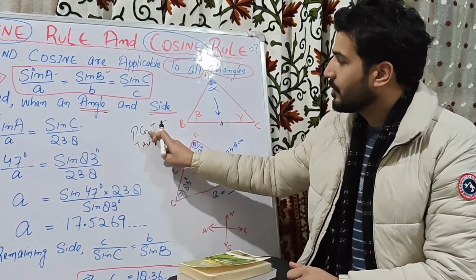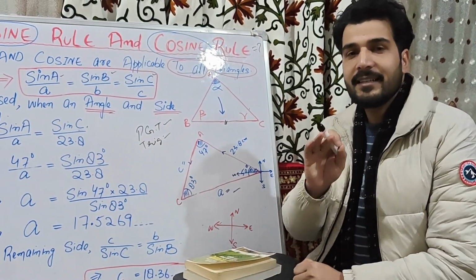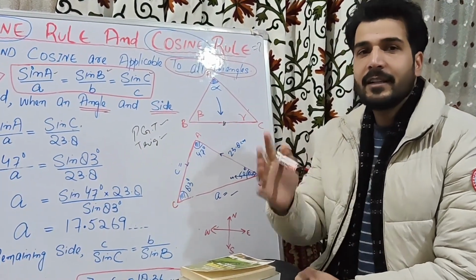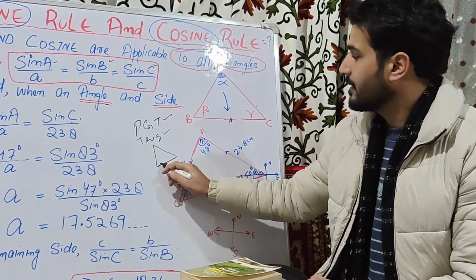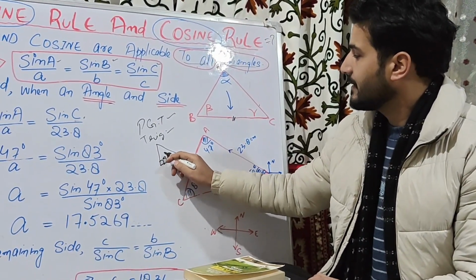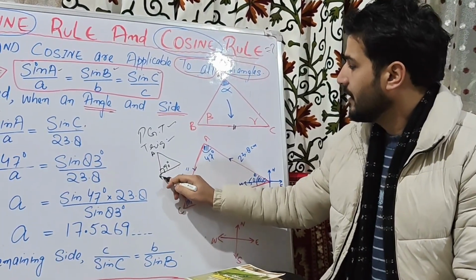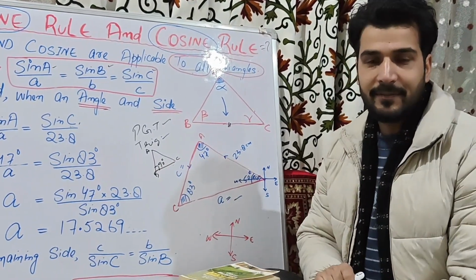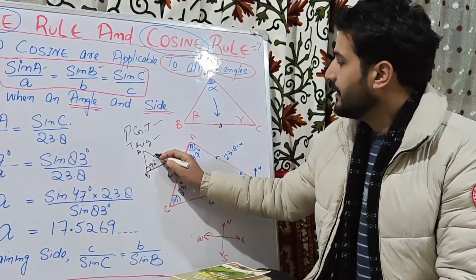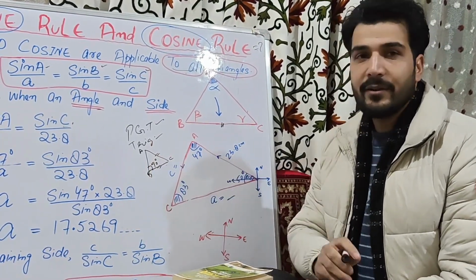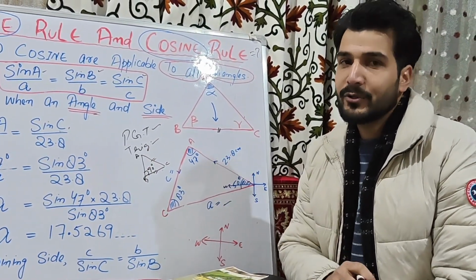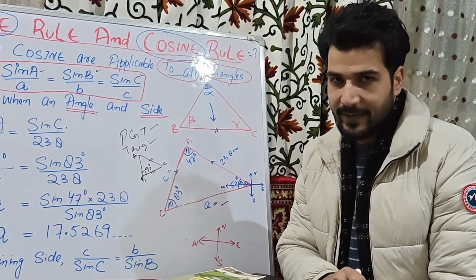So what is Pythagoras theorem? Pythagoras theorem is simply a type of theorem which deals with right angle triangles. Let us suppose we have a right angle triangle ABC, right angle at B, right? If any two sides are given in a right angle triangle, we can find the third side by using the Pythagoras theorem. That is, hypotenuse square equals base square plus perpendicular square.